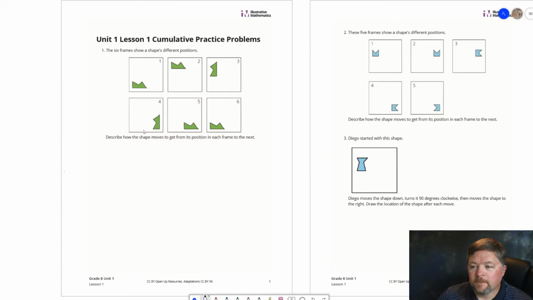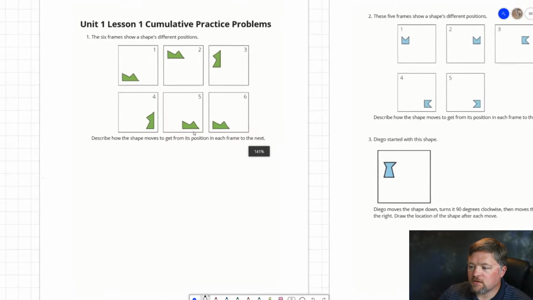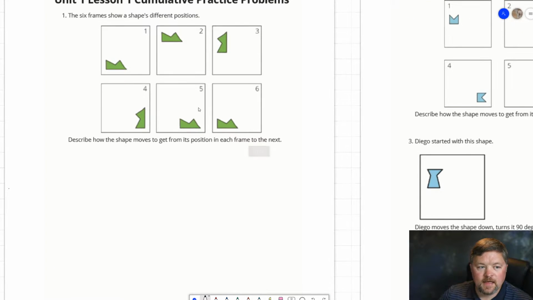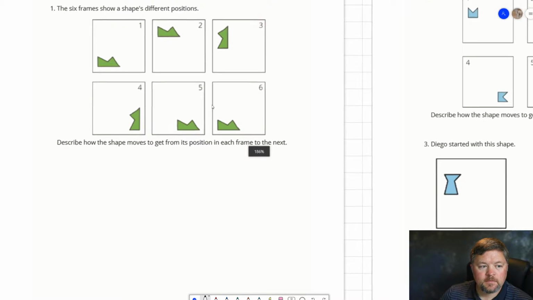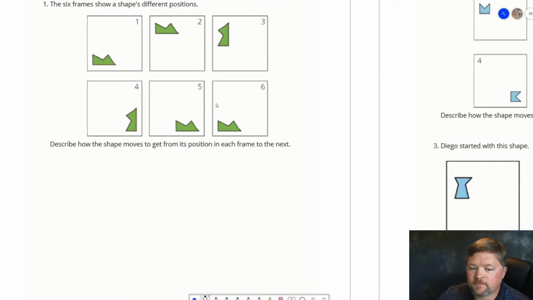Okay, our practice problems for the first lesson of the year are on the work we just did, transforming shapes. The six frames show a shape's different positions. Describe how the shape moves from one position to the next. Make these a little bigger.